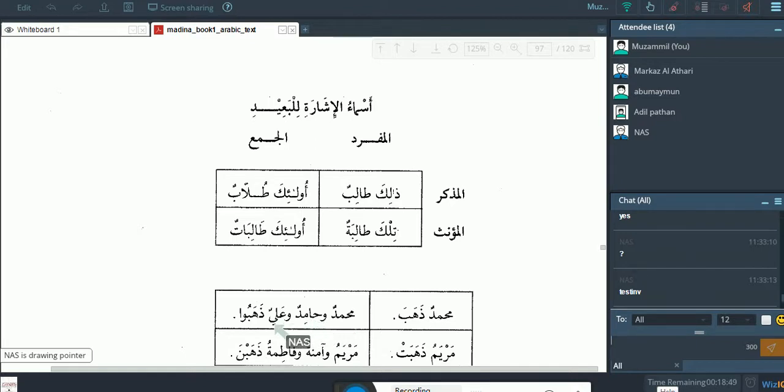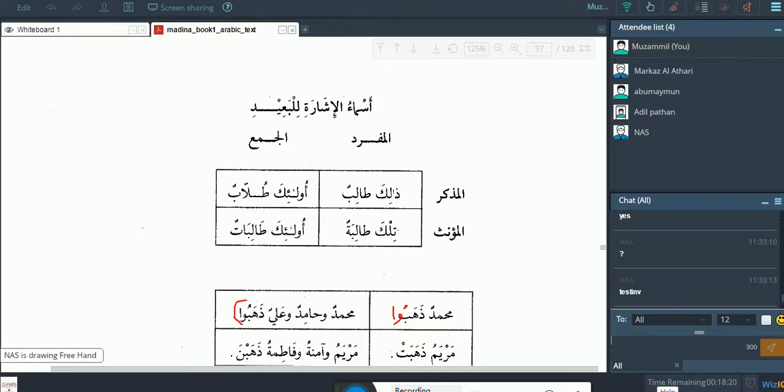ذهب Muhammadun ذهب, he went. That's for singular, one person. But Muhammadun wa Hamidun wa Aliyun, what do they do? ذهبوا. So what's happened? The only thing they've done is they have changed the end there.